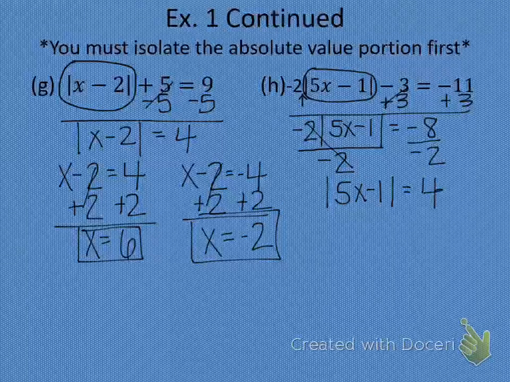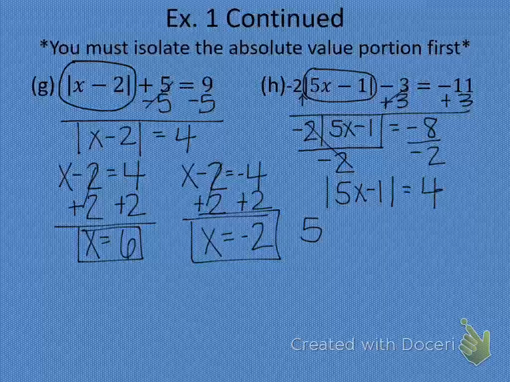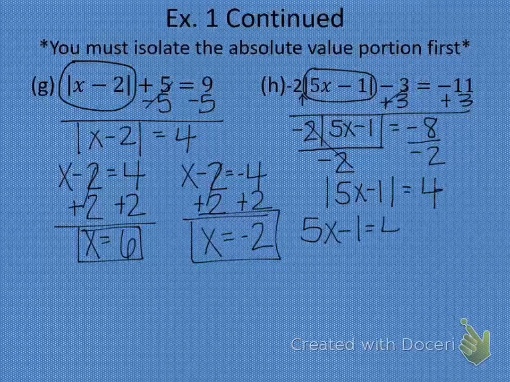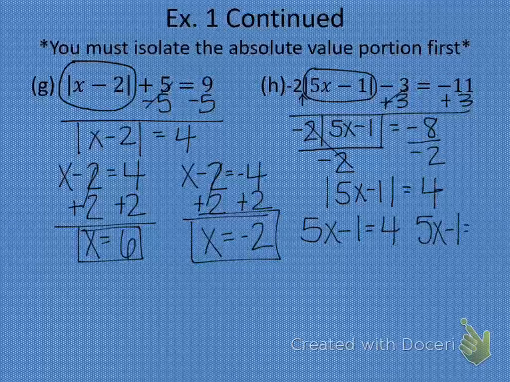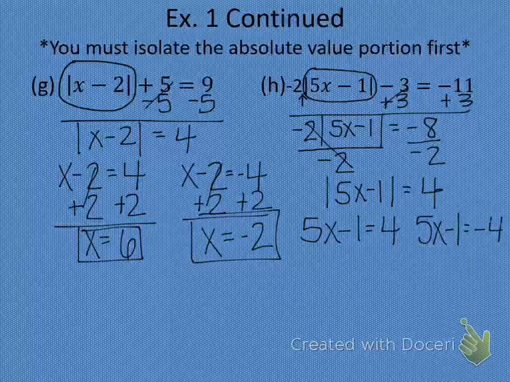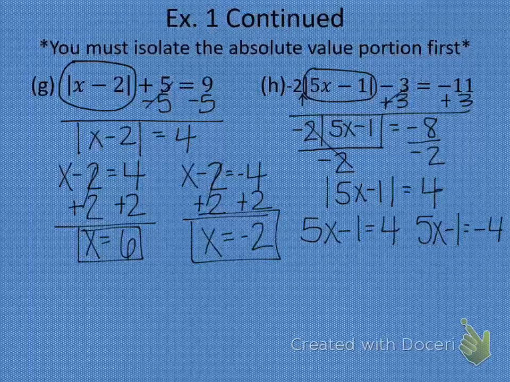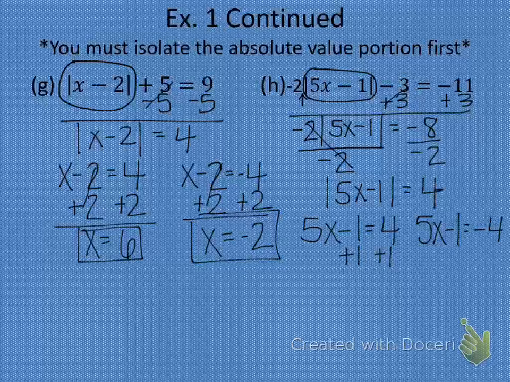So what are the two equations? Anybody give them to me. I don't care who. 5x minus 1 equals 4 and 5x minus 1 equals negative 4. Okay? How do we solve this? What do we move first? You add 1 to both sides of both equations.